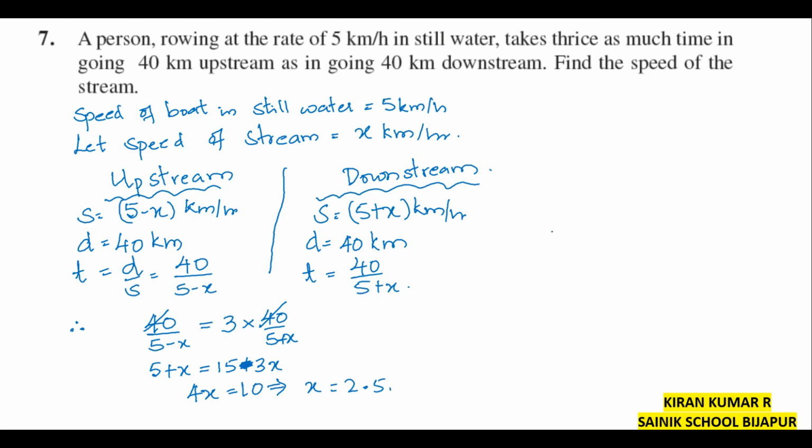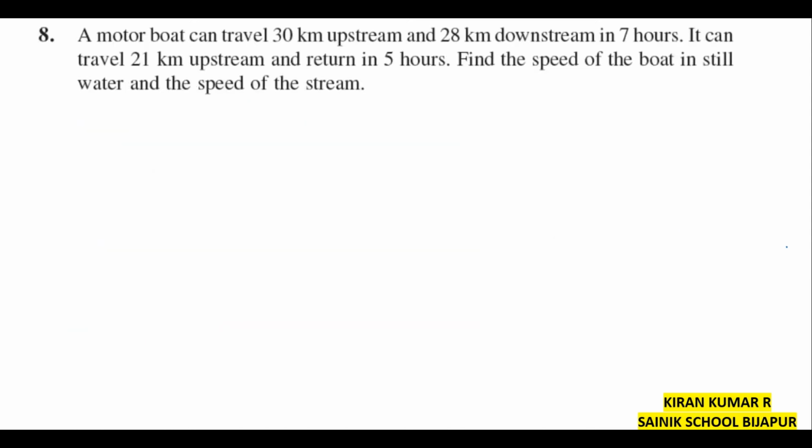So what is this x? x is the speed of stream. So the speed of stream is 2.5 km per hour. Hope you have understood this. Let's move on to question number 8.